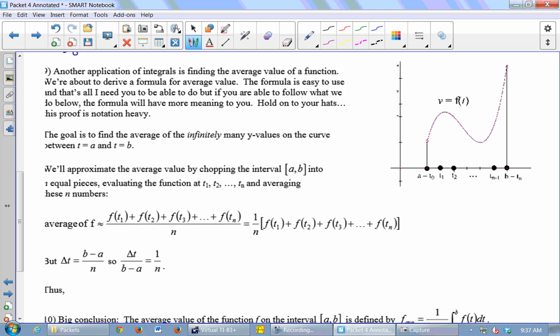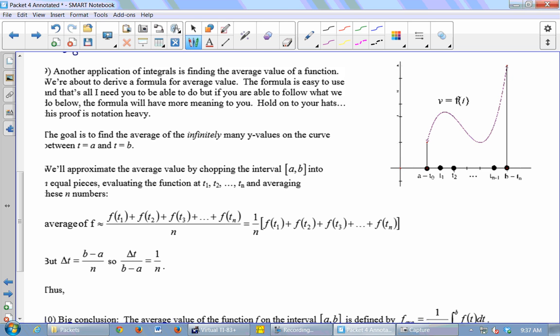Ready? Let's go. The goal is to find the average y value of infinitely many y values over an interval. Here's my interval from a to b. There are y values all along this interval. Imagine if I could take all of them, add them up, and divide by the number of points. That would give me an average y value. But the problem is there are infinitely many, so this is a little bit tricky. I can't just add them all up and divide by the number.